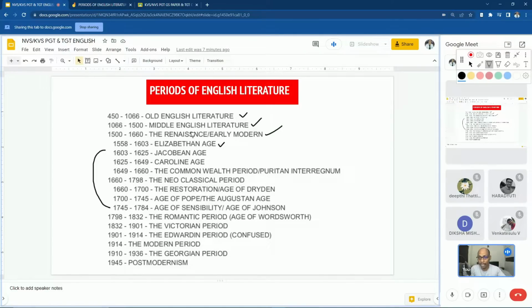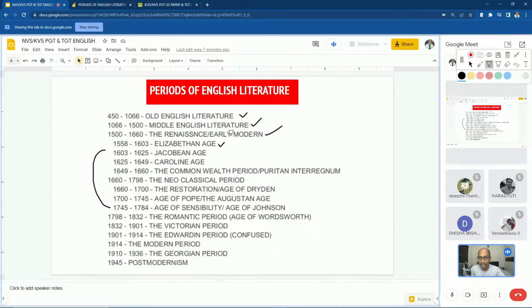Under the Renaissance, the pronunciation might differ among university professors. The Renaissance is also known as early modern. From the examination point of view, these are a little important. The period of the Renaissance or early modern is 1500 to 1660, and it is divided into 4 different ages.